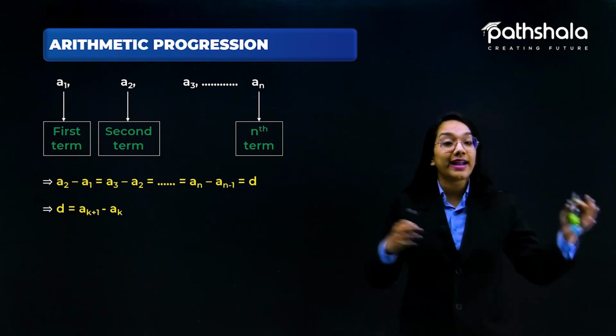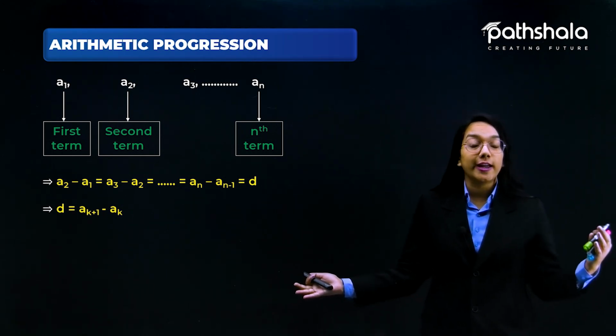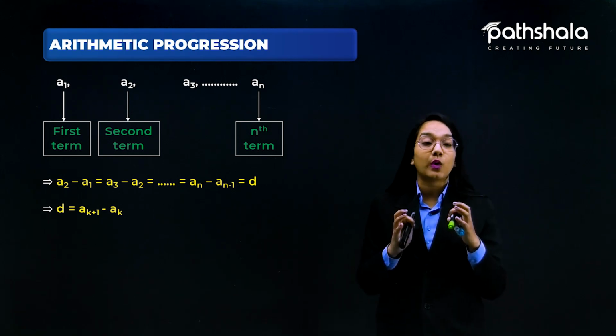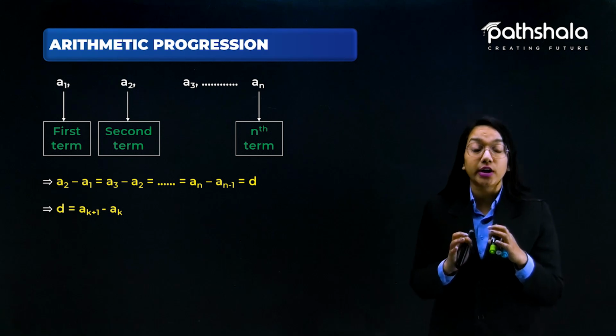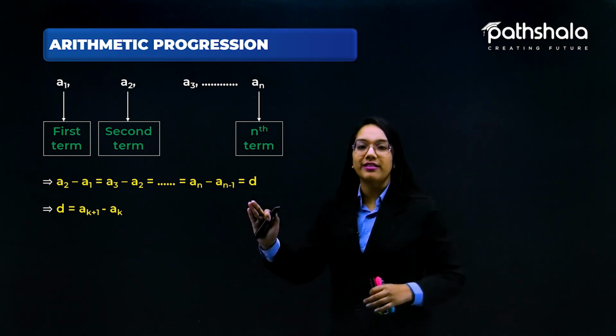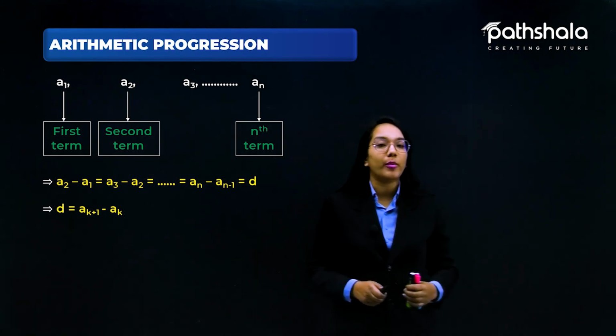For instance, if I again take Reena's salary, we have 8,000, 8,500, 9,000. If we take the difference of any two consecutive terms, we always get 500, and that 500 is the common difference, which is represented by small d.